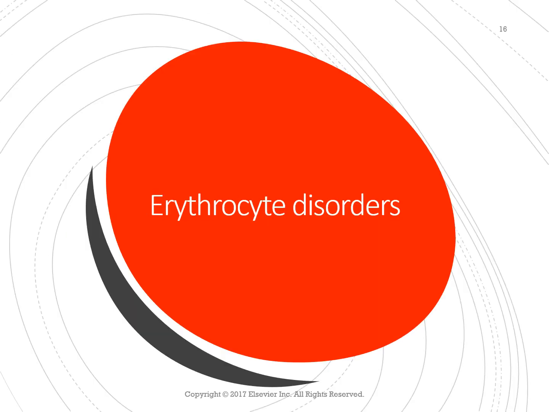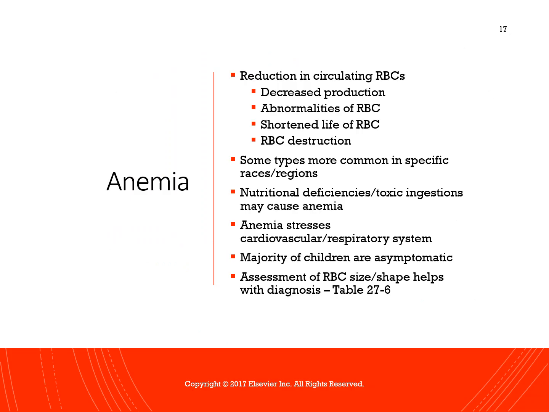So let's talk about erythrocyte disorders. The first thing we're going to talk about is probably the most common thing you're going to see, which is anemia. And this is a reduction in the circulating red blood cells. And it could be due to a decreased production, abnormalities of the red blood cell, a shortened life of the red blood cell, or red blood cell destruction.